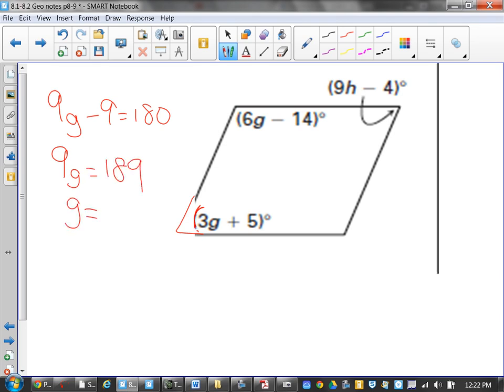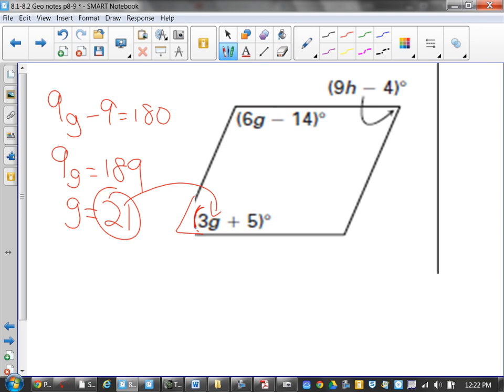Nine goes into 18 how many times? Nine goes into 9 how many times? Now, to find H, you can do one of two things. No matter what, you're just going to substitute 21 in for G. Is that equal to 9H minus 4 equals 21? No, because this is the G value. You'd have to take it and set it into here.